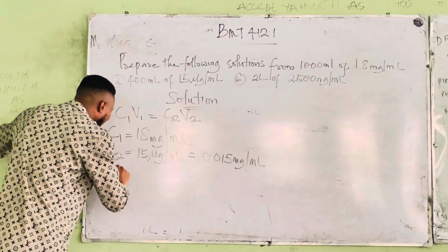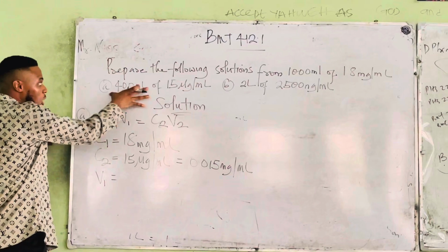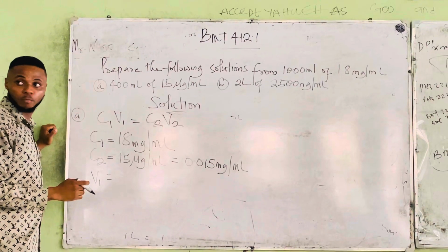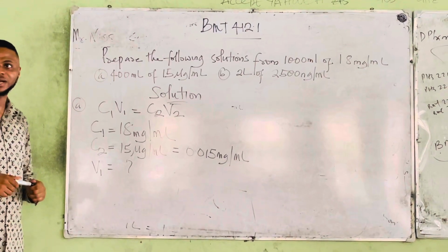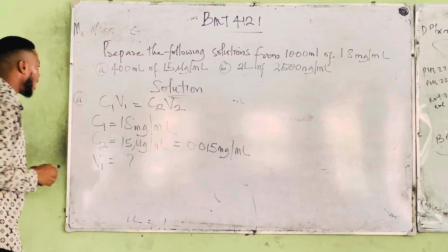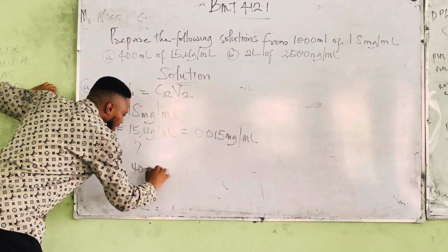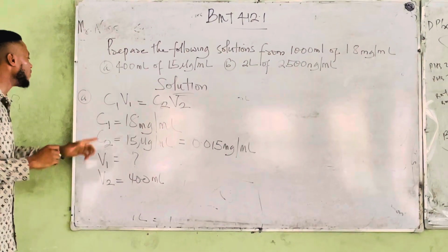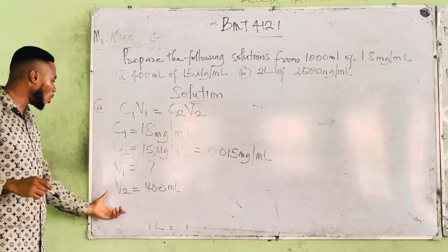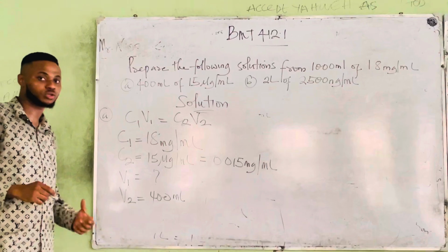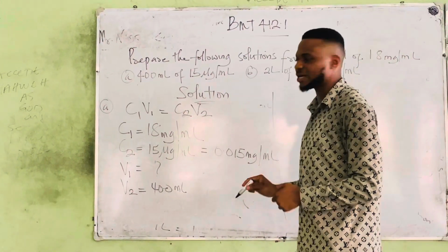Now, your V1 is supposed to be the volume of this solution that will help you to prepare this solution, but you don't know what your V1 is. Rather, your V2 is 400 ml. You're looking for the volume of your C1 that will help you to produce this solution. So what do you do now? You make V1 the subject of the formula.